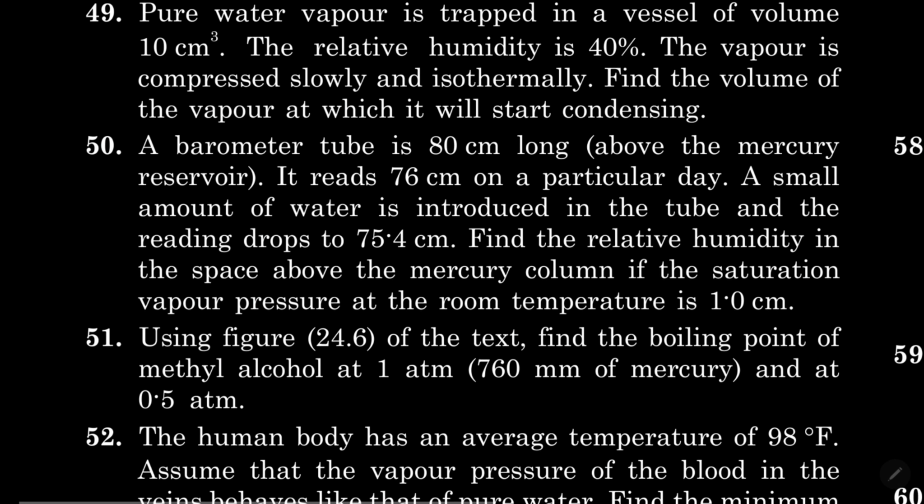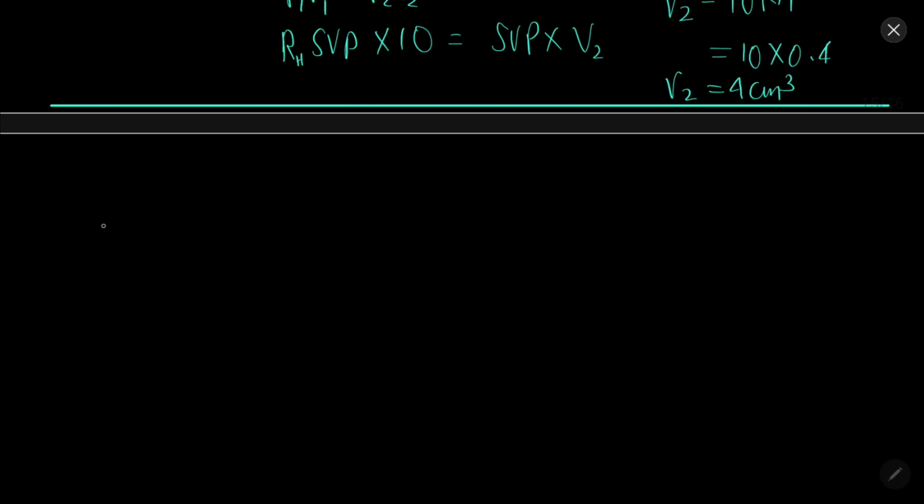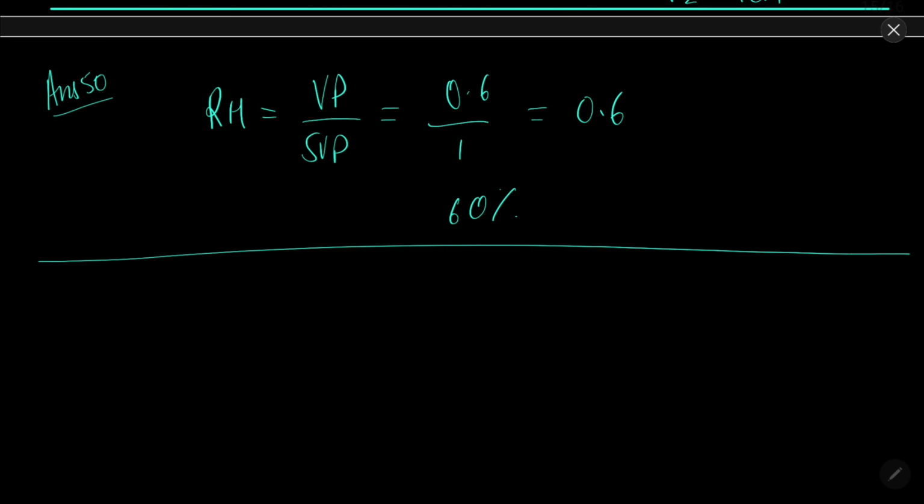In question 50, barometer is given to us. Find the relative humidity in space above the mercury column if saturation vapor pressure is given. Solution 50. So relative humidity is vapor pressure over SVP, 0.6 over 1, 0.6, that is, this means in percentage it will be 60%.